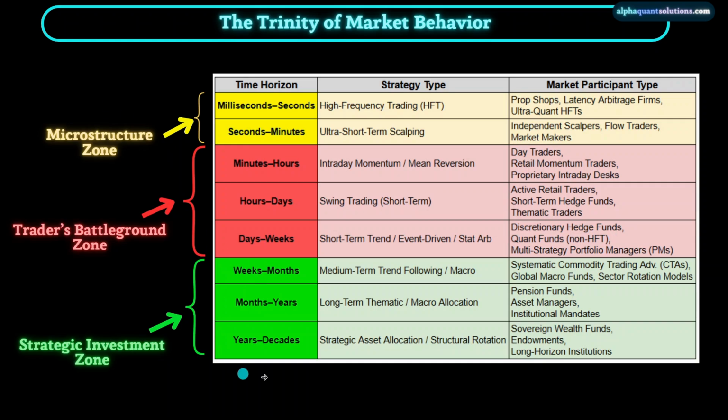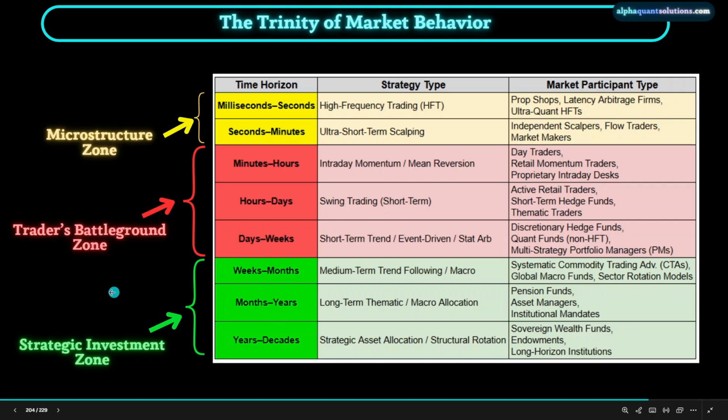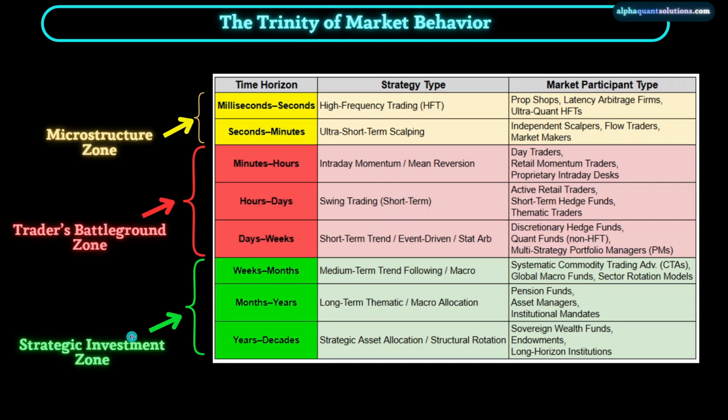The last group shown here in green refers to what we call the strategic investment zone. And here in terms of strategy type, we have medium-term trend following, macro allocation strategies, long-term thematic, and then also strategic asset allocation and structural rotation.